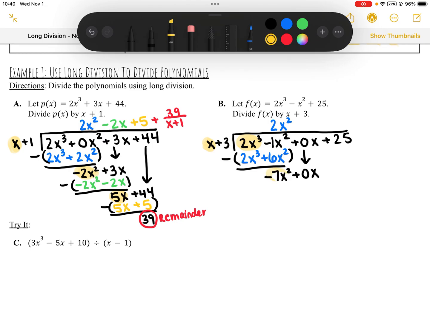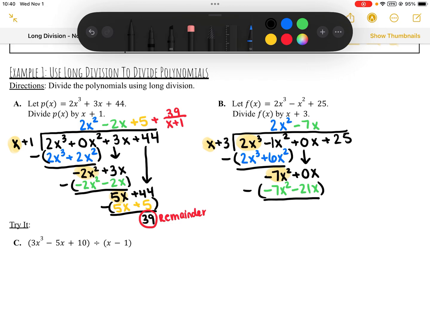So now I need to figure out what's missing. So how do I make x become negative 7x squared? So I'm going to have negative 7, and then to get the x to become x squared, I need to have negative 7x. So now I need to multiply negative 7x times x gives me negative 7x squared. Negative 7x times 3 gives me negative 21x.